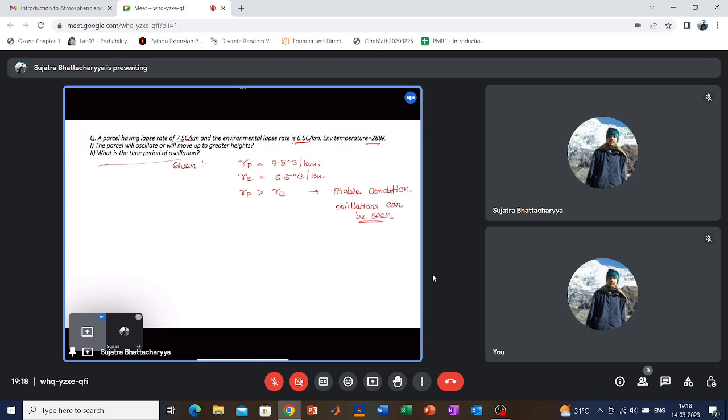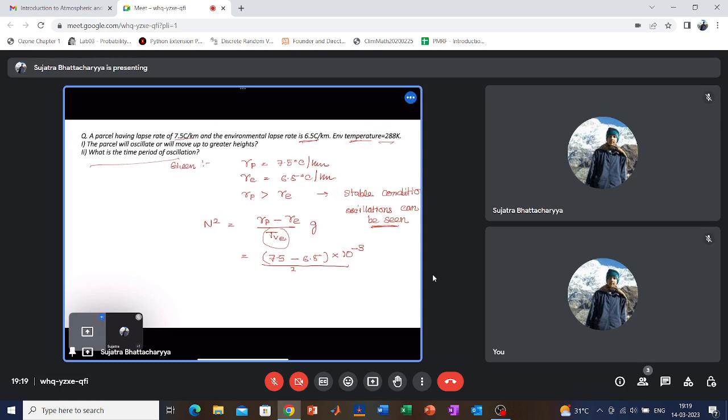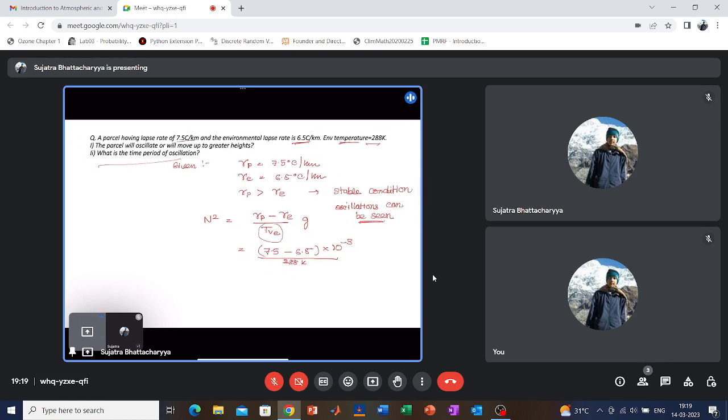What is the time period of oscillation? What we need to calculate? Just calculate n square, the Brunt-Väisälä frequency. What is that? Gamma P minus gamma E divided by TVE into g. Consider that this TVE is nothing but this environment temperature. Okay. Now gamma P is 7.5 minus 6.5. Remember, this is in degrees Celsius per kilometer or degree Kelvin per kilometer. But this is kilometer, which is very important. Therefore, we have to multiply it with 10 to the power minus 3. That becomes in meters. And we have 288 Kelvin.